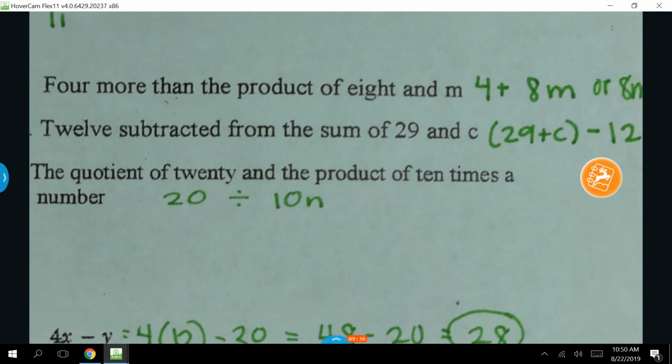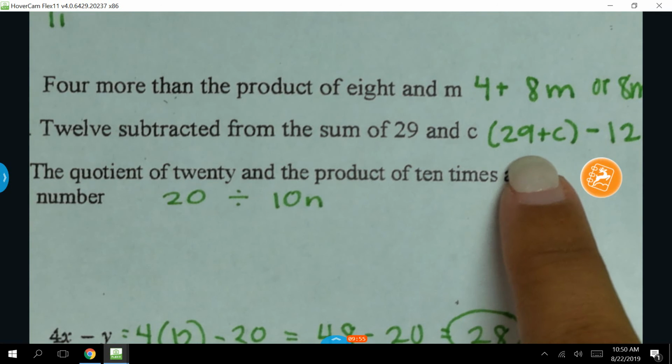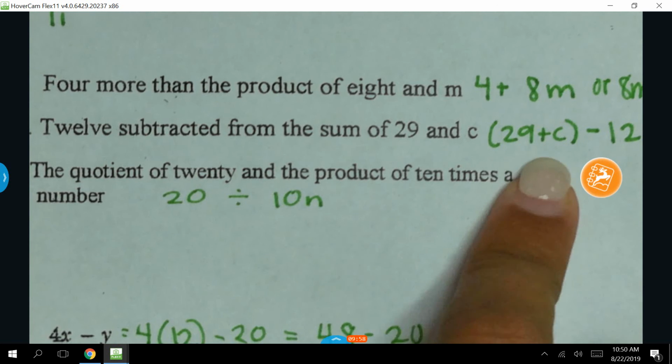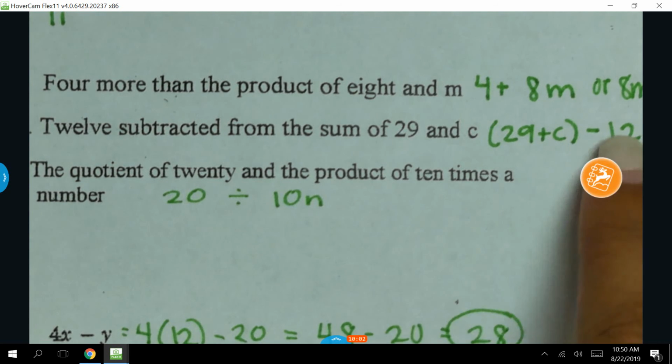Number 20 should be 4 plus 8M or 8M plus 4. Either of those two. 22. 12 subtracted from the sum of 29 and C. So sum of 29 and C is 29 plus C. But remember, those turnaround words were than and from, right? So since it says subtracted from, you got to flip that order again. So 12 has to come at the end.